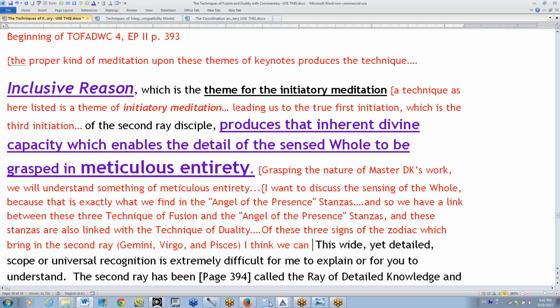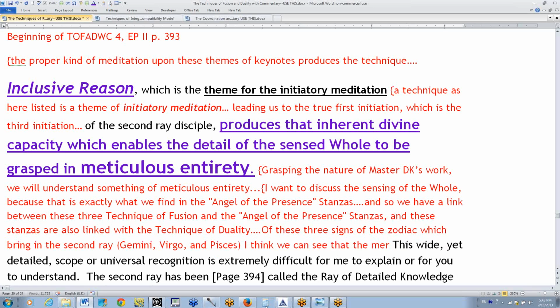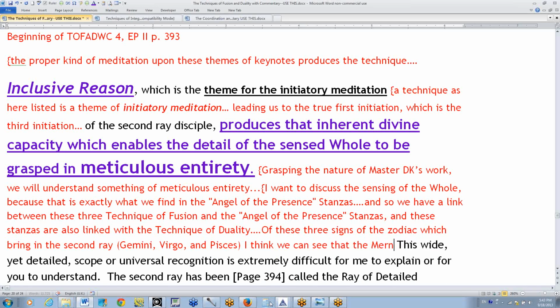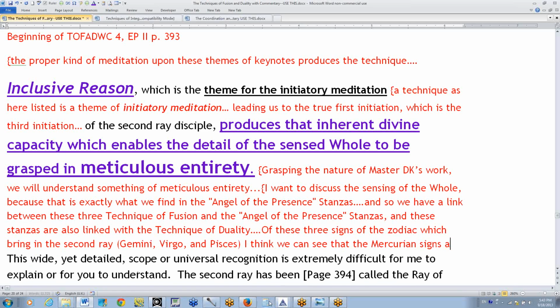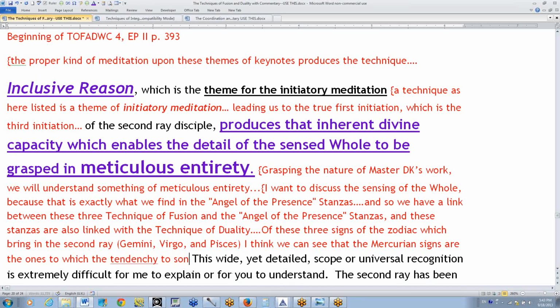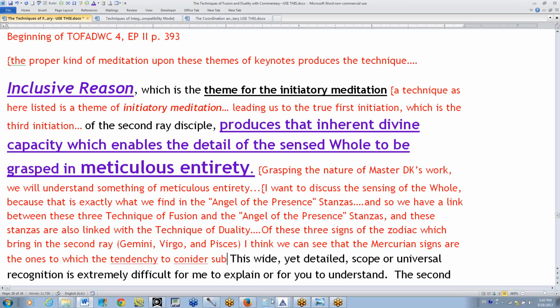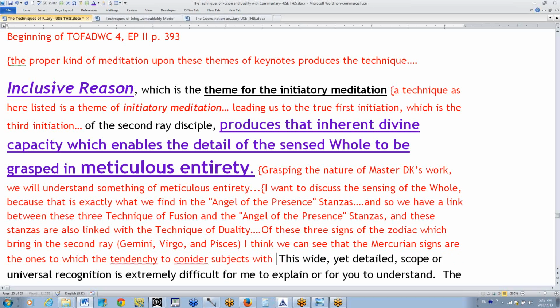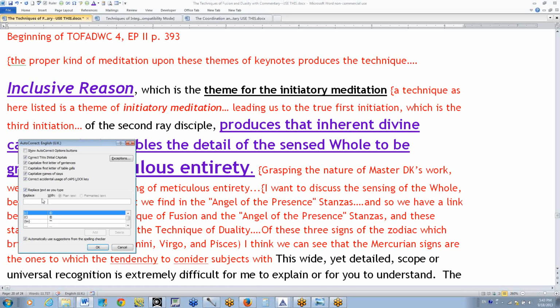I think we can see that the Mercurian signs are the ones in which the quality or the tendency towards meticulous entirety is to be found, the tendency to consider subjects with meticulous entirety. I think I'm going to make one of those little abbreviations. Meticulous entirety.